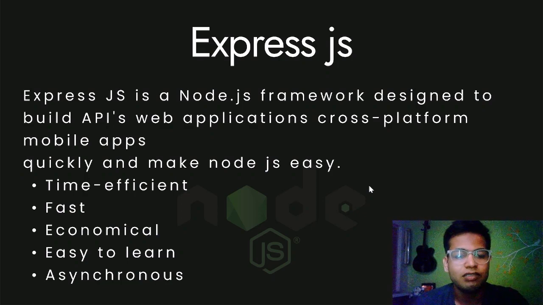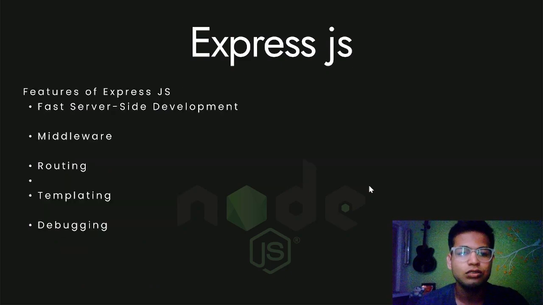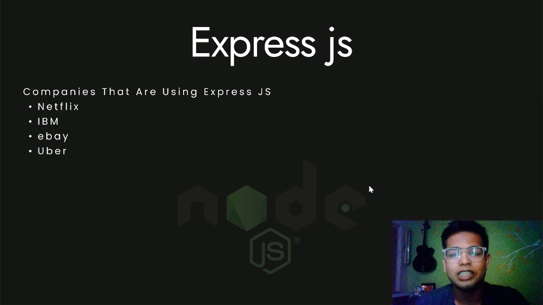Express.js is time efficient, fast, economical, easy to learn and asynchronous. Also, the features of express.js are fast server-side development, routing, middleware, templating, and debugging. These topics we are going to cover in further videos, so don't worry about it. Also, companies that are using express.js are Netflix, IBM, eBay, and Uber.